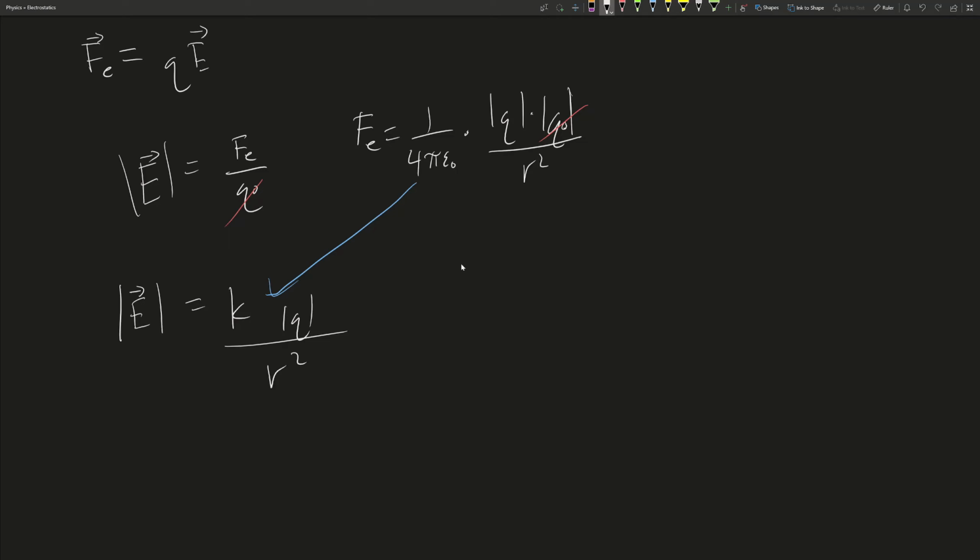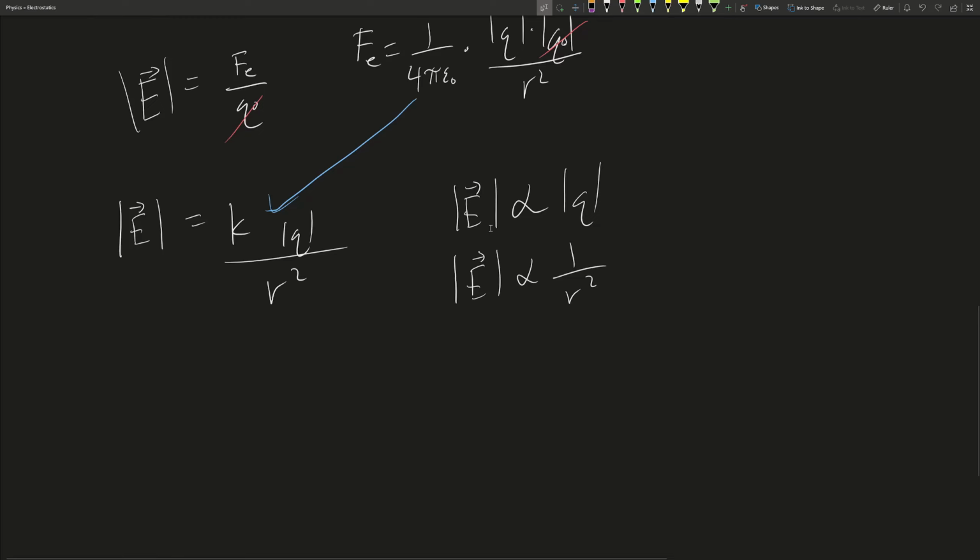Now what does this tell us? This tells us that the magnitude of the electric field is going to be proportional to the magnitude of the charge that we're trying to find the field for. It's a direct proportion, a direct relationship. And it also tells us that the magnitude of the electric field has an inverse square relationship with the distance from the charge that it originates from.